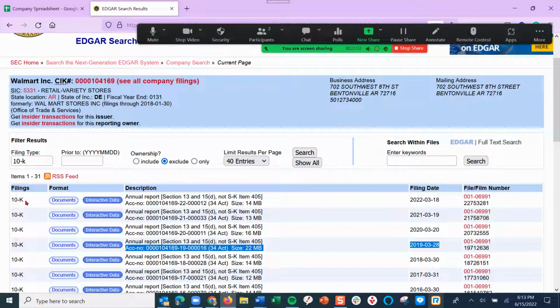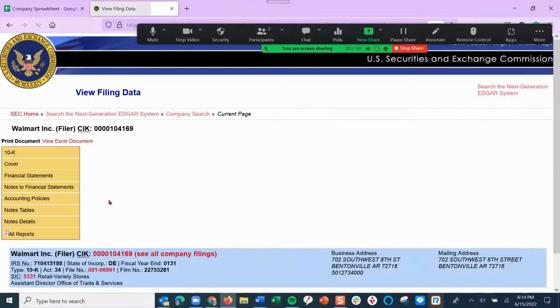There may sometimes be a 10-K/A, or amended, when they make some changes, because sometimes the first round might have some errors or need to be restated. So I'd use the most recent. I take the most recent interactive data. So let's grab that. I look at interactive data. I've got the 10-K itself. I've got notes to financial statements. I've got reports. I've got details, tables.